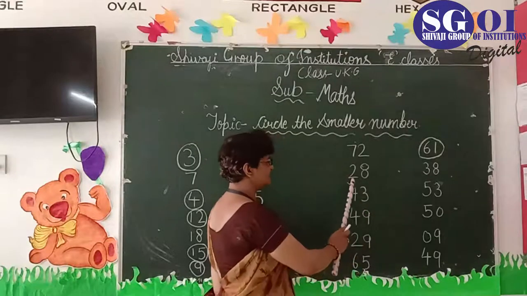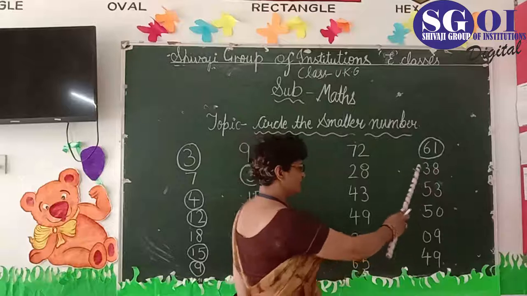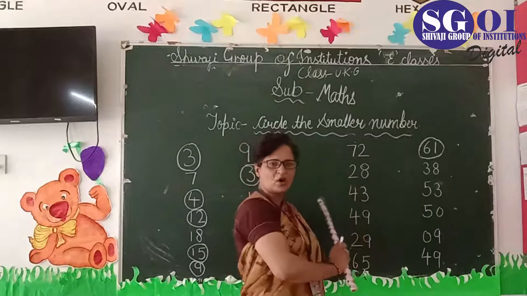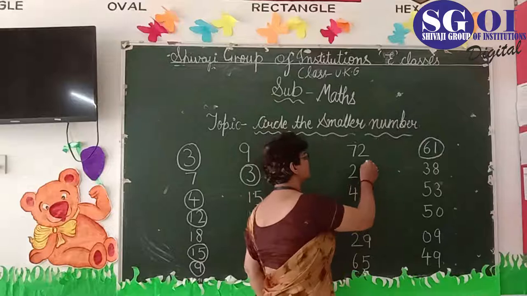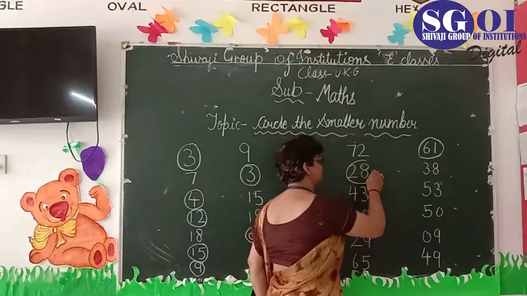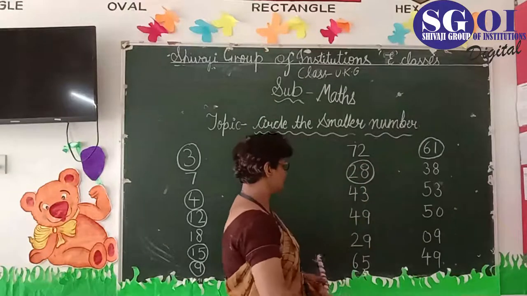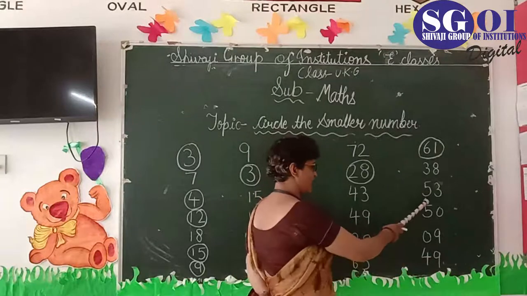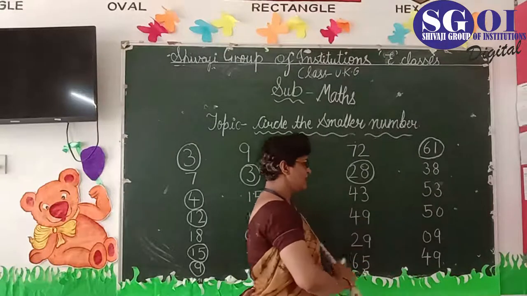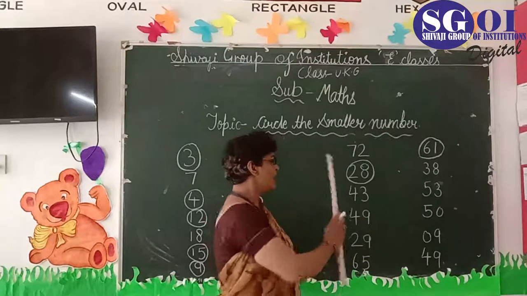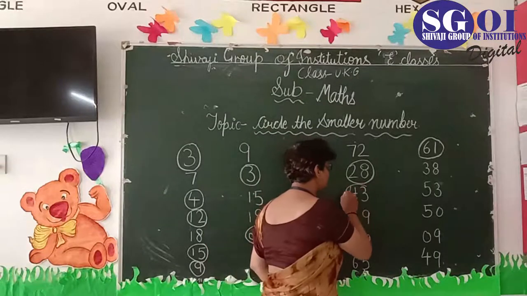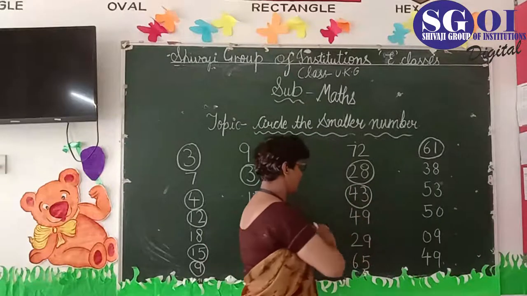Okay. This is 28, 38. So 28 is smaller. So you all have to circle 28. Okay. After that, this is 43 and 53. Which one is smaller? 43. So circle number 43. Okay.